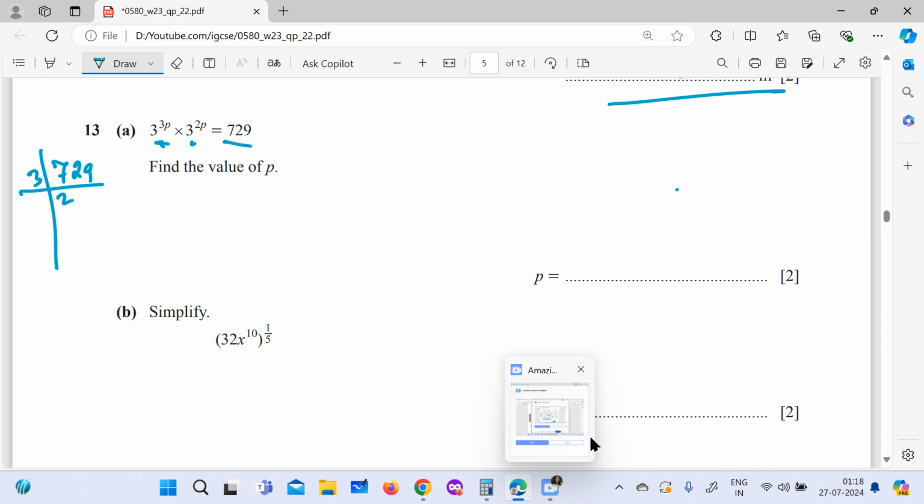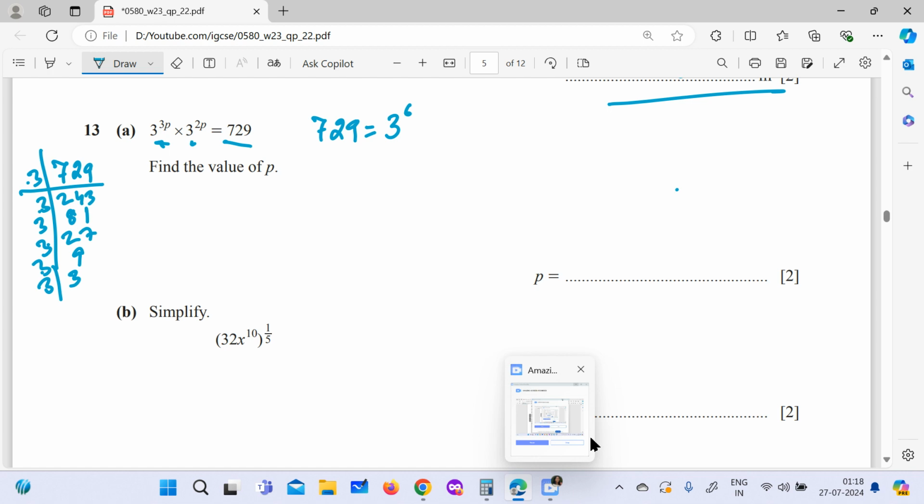3 6s are 18, 3 4s are 12, 3 3s are 9, 3 8s are 24, 3 2s are 6, 3 7s are 21, 3 9s are 27. So 3 threes and 3 ones. You see 1, 2, 3, 4, 5, 6. So 729 is nothing but 3 to the power of 6.